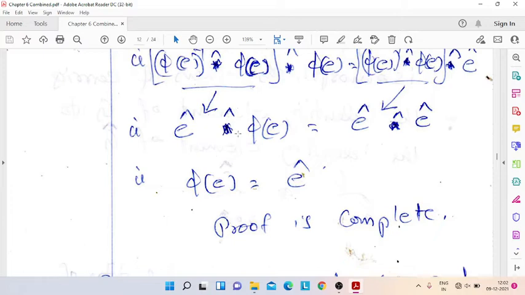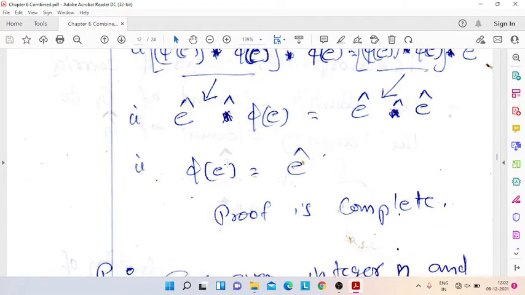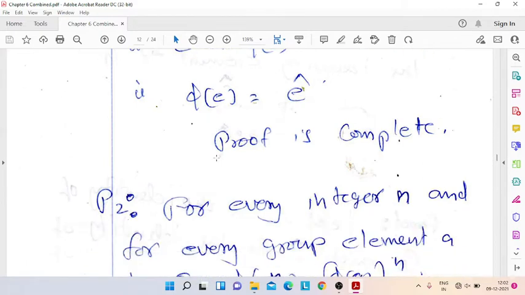This happens in the second group. E cap is the identity element in the second group. E cap star cap the element phi E equals phi E. It becomes phi E, and here we get E cap.